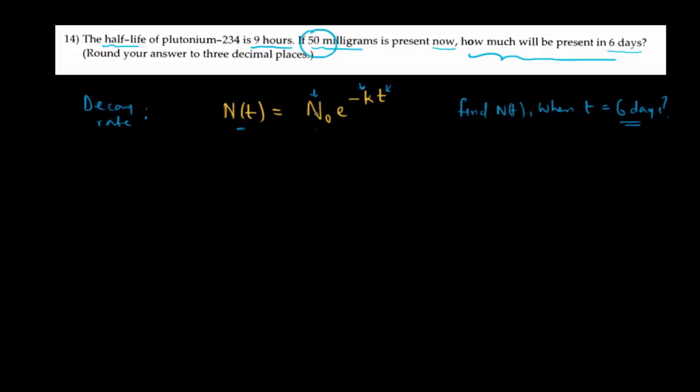So let me begin to list down what we are given. For this equation, N0 represents the original amount of substance. It says if 50 milligrams is present now, so that tells us that N0 is going to be 50.